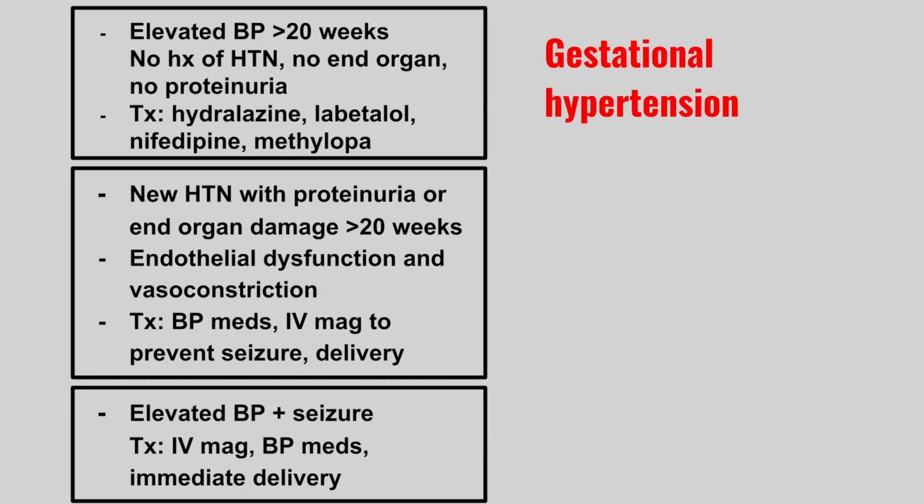Next, we have new hypertension with proteinuria or end organ damage after 20 weeks. It's due to endothelial dysfunction and vasoconstriction, and we treat it with BP meds, IV magnesium to prevent seizures, and then ultimately we deliver the baby. So this is preeclampsia. Next, we have elevated blood pressure along with the seizure. We treat it with IV magnesium, blood pressure medications, and immediate delivery. So this is eclampsia.